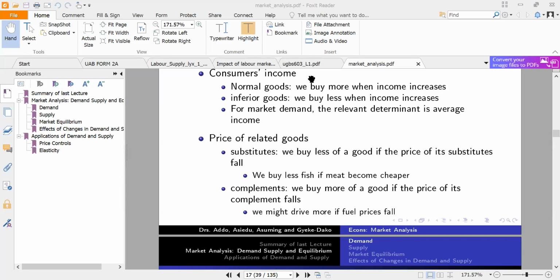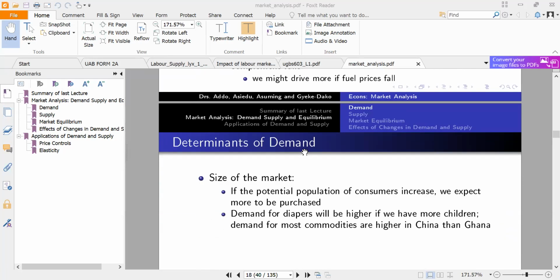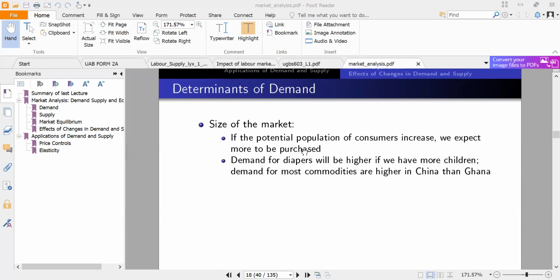So the key point here that you need to keep in mind is if you are going into any business, you should know the characteristics of that product. Is there a substitute to that product? Is there a complement? So we buy more if it's a complement. We buy more of a good if the price of its complement falls. The opposite is also true. If the price of its complement rises, you buy less of the good. Last week, I think people were talking about some complements. I remember torchlight and battery. So that is a complement, and we used the fish and kenkey example.